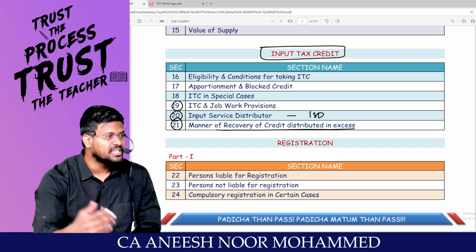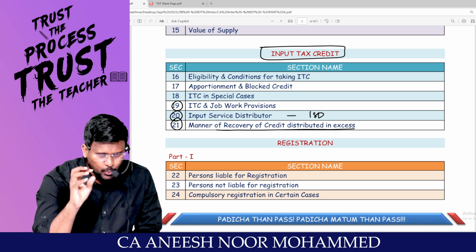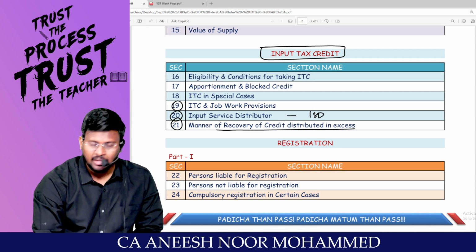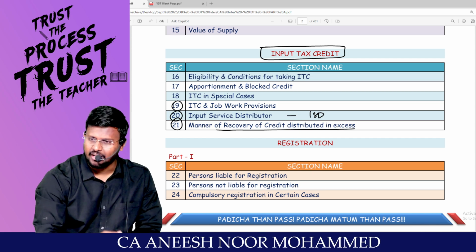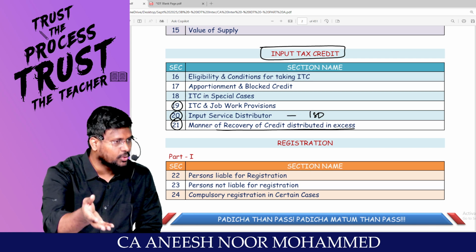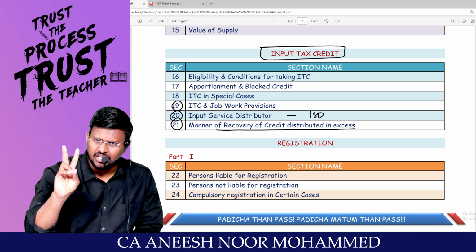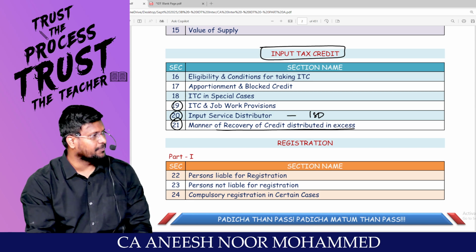Sir, distributed in excess. In the sense, sometimes this input service distributor will distribute the credit excessively. That has to be recovered. For example, 100 rupees is the credit to be distributed. Sometimes he may distribute 120 rupees. Have we distributed an extra 20 rupees? That has to be got back. That is section 21.